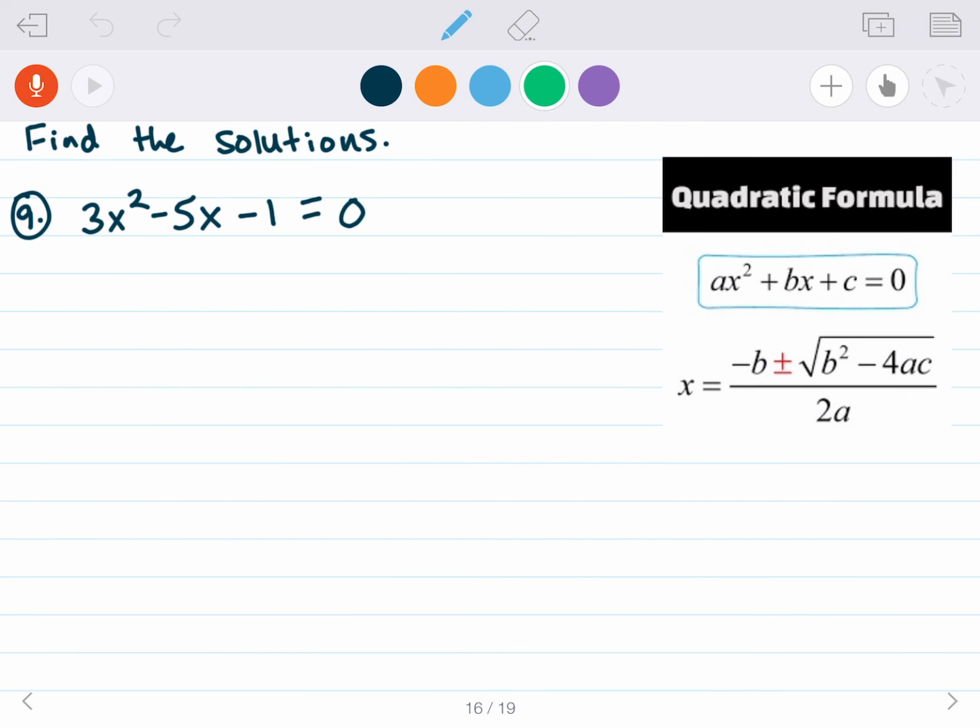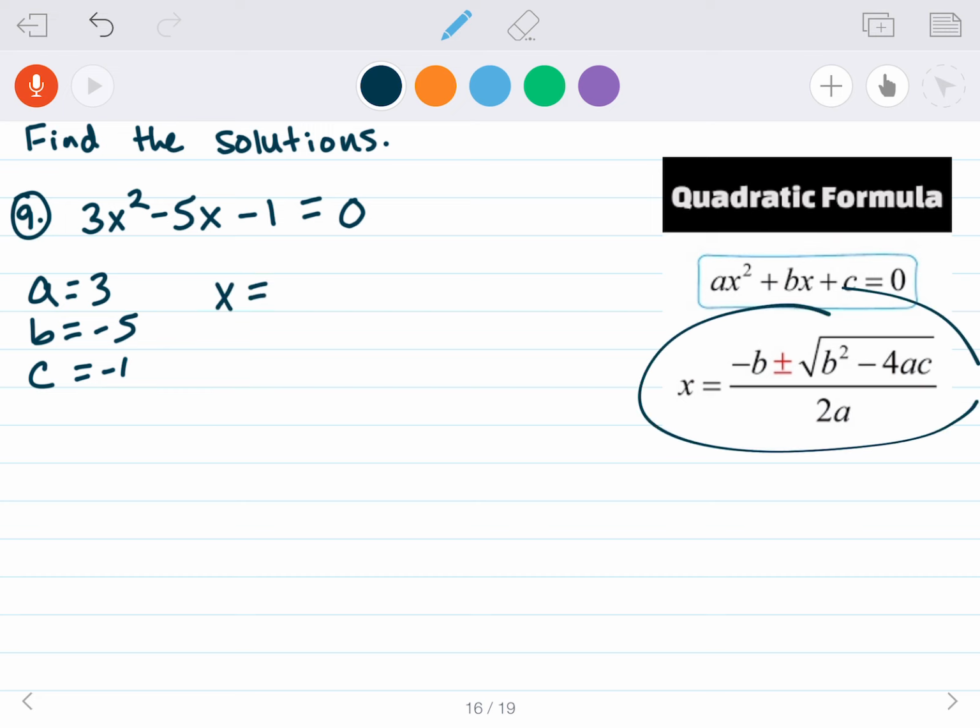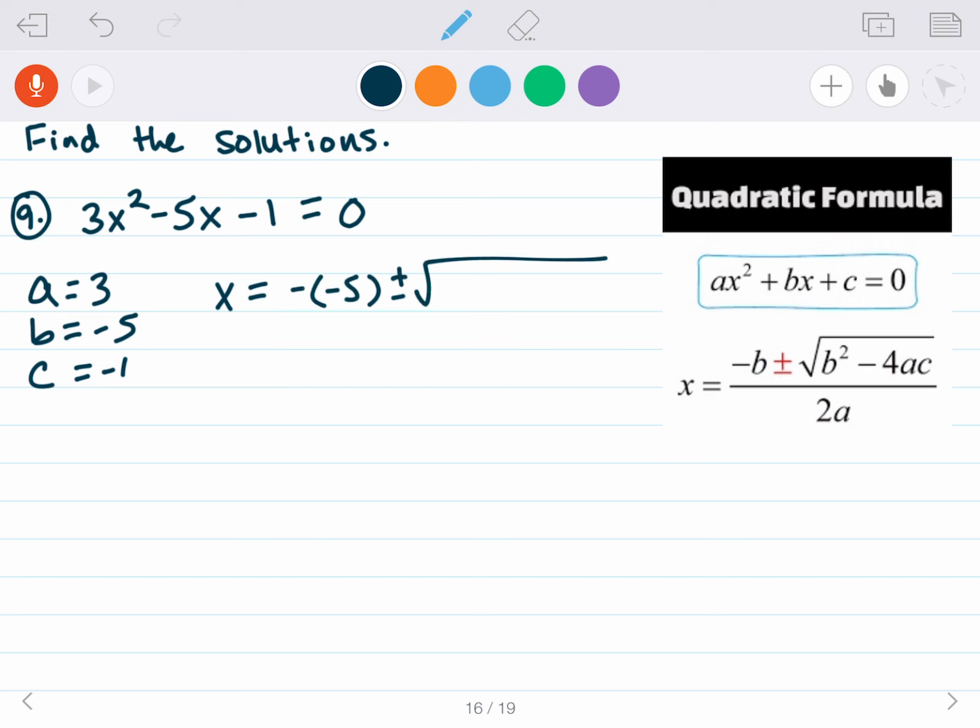Let's try this one. So we're in standard form, we're set equal to 0, we're in a good position. In this case, A is equal to 3, B is equal to -5, and C is equal to -1. Plugging these values into our quadratic formula, we get x is equal to -b plus or minus the square root of b squared minus 4 times a times c, all divided by 2 times a.